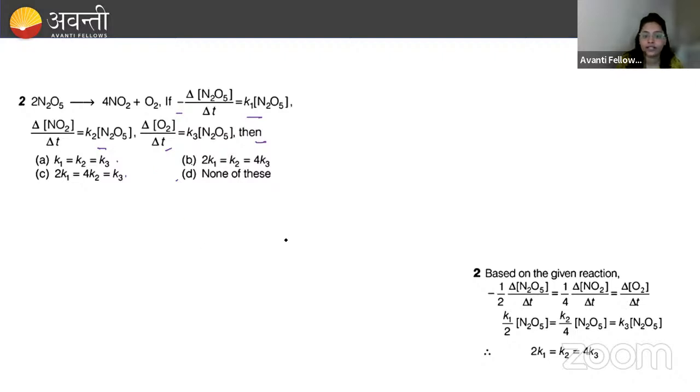So what I have done here is I have written the given rate equation with their respective number of moles.